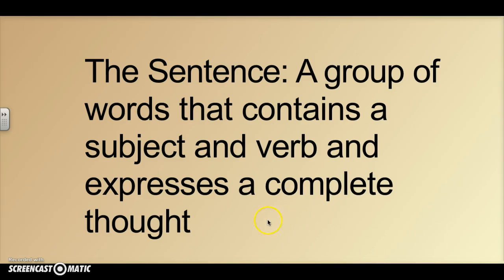So the sentence is a group of words that contains a subject and a verb and expresses a complete thought. That can be as simple as "I am." "I" is your subject, "am" is the verb. It is a complete thought stating that I exist.